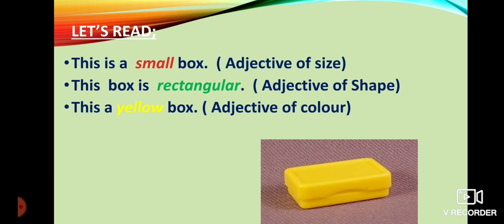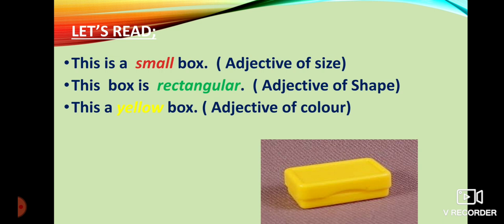And in the third sentence, this is a yellow box. Here, yellow is also an adjective. It tells us about the color of a noun, that means about the color of the box. So here, it is an adjective of color. So here, we get three adjectives: small, rectangular and yellow to describe a noun, that is box.